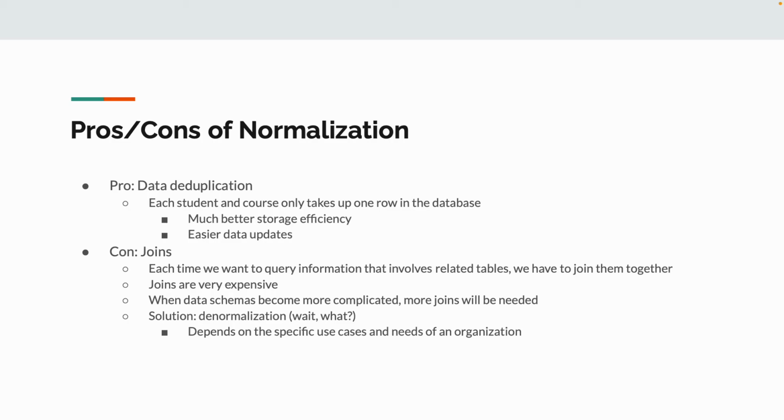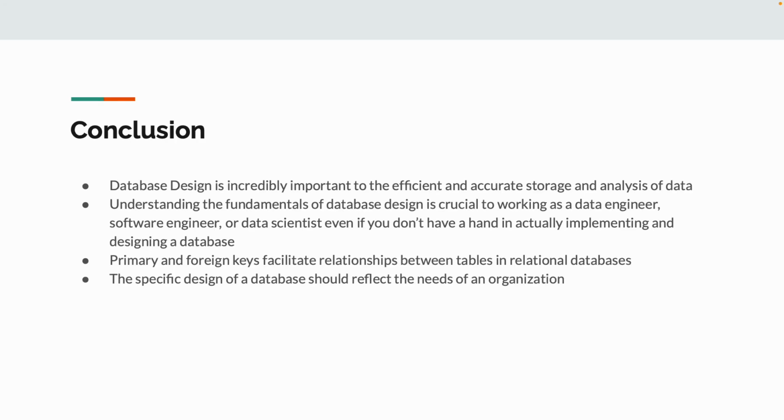So if we have an analytical use case, we might go with a denormalized approach with one big table to avoid having to join together multiple tables, which is an incredibly slow and expensive operation. Whereas if we have more transactional use case with a lot of updates and inserts, we might use a normalized approach to make those operations more efficient.